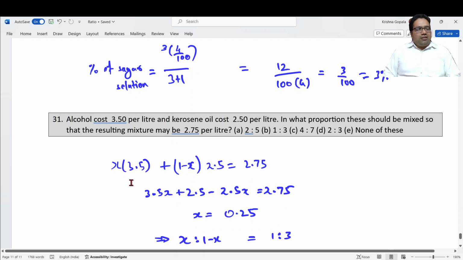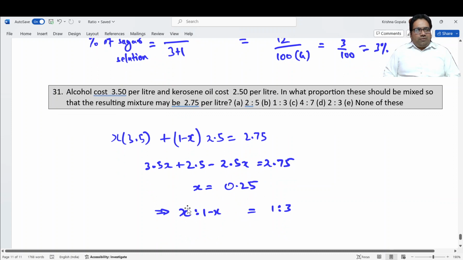Let's simplify this. 3.5x plus 2.5 into 1 minus x, which is 2.5 minus 2.5x, is equal to 2.75. 3.5 minus 2.5, right, equals 1, so x is equal to 2.75 minus 2.5, which is 0.25. x is 0.25. What does that mean? 1 minus x is 0.75. x is to 1 minus x is 0.25 to 0.75, which is equal to 1 is to 3.